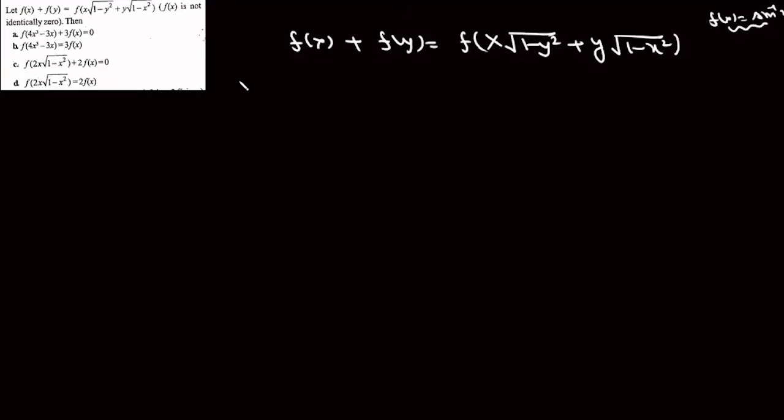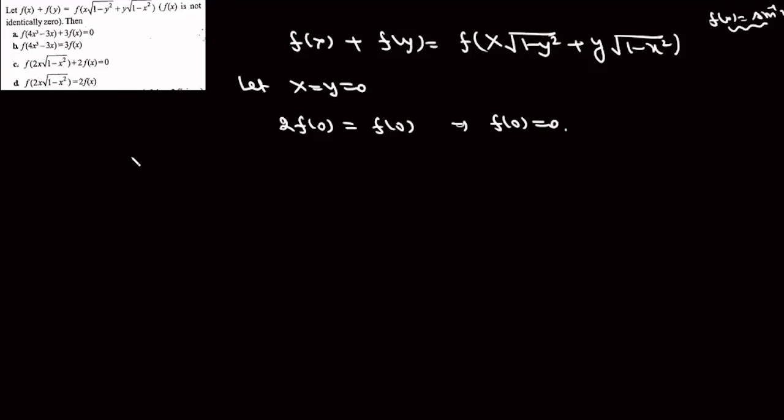So what we'll do is, first we'll find the value of f(0), and for it we'll let both x and y be 0. So it'll be 2 times f(0) equal to f(0), which implies f(0) is simply 0.